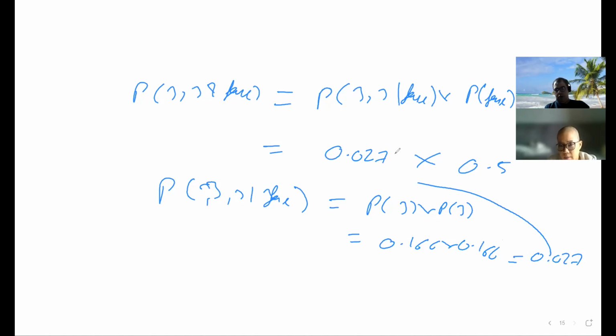Are you with me? Hold on one second, because I want to rewrite that. So it will be equal to 0.013.